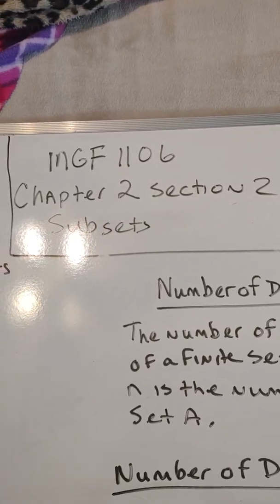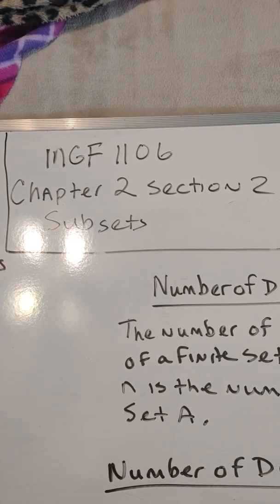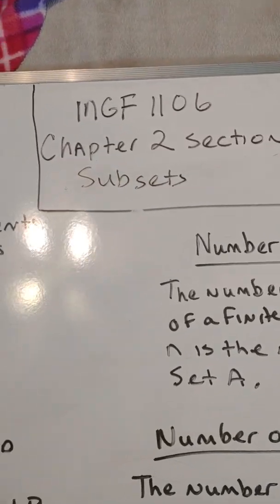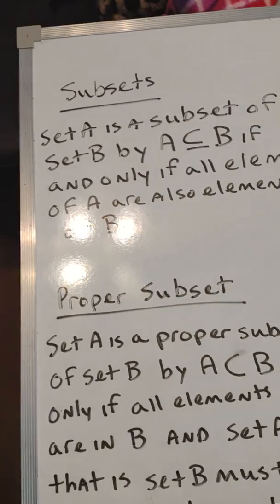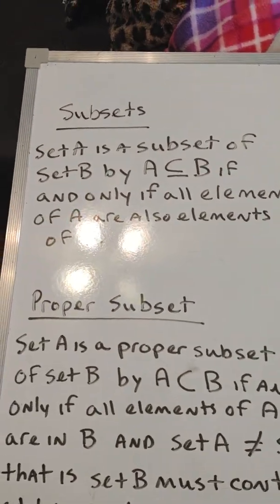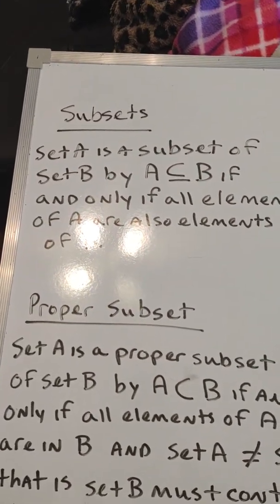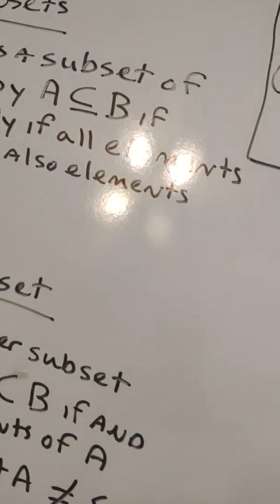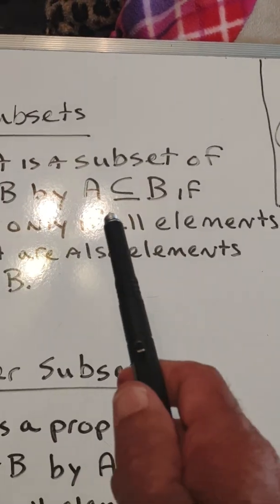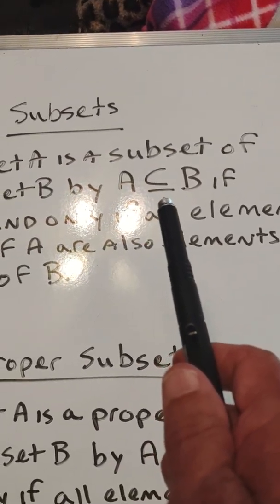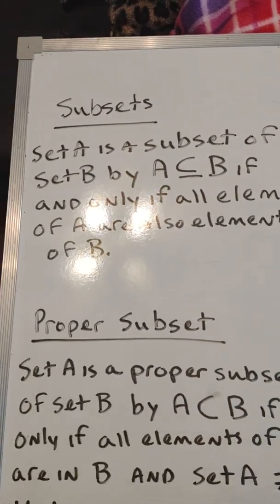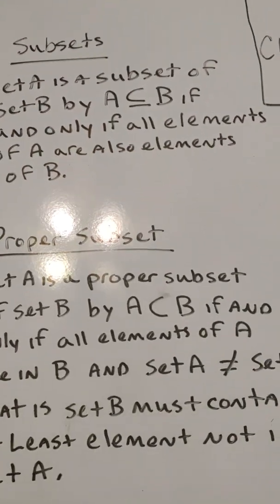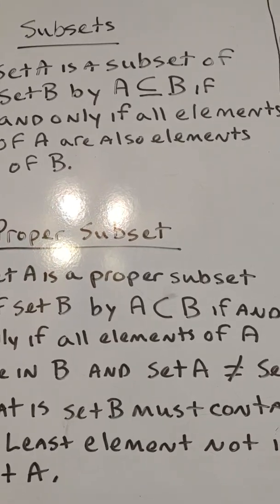Okay, this is MGF1106 Chapter 2, Section 2, which is dealing with subsets. All right. First, the definition for subsets. Set A is a subset of set B, and it's indicated by this symbol here, which is kind of a C with a line under it, if and only if all elements of A are also elements of B.